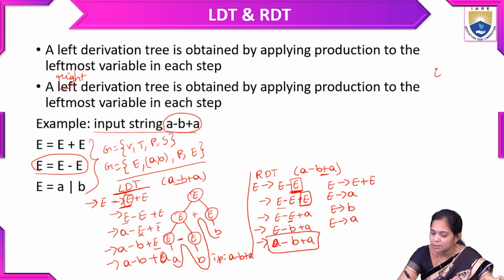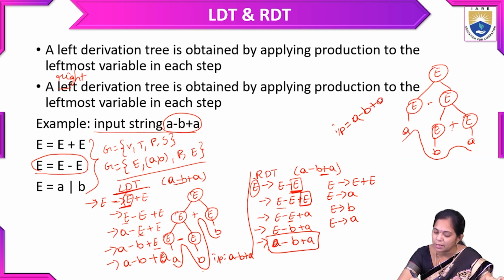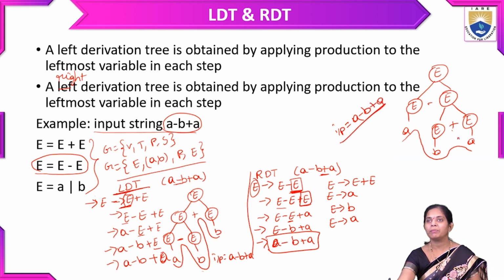So the first step is, the root symbol is the start state. And what is the next production rule we have taken? So here E plus E, and here this one A, and this one B, and this one A. We have to read from left to right. So A minus B plus A. So this is the input string we got from the derivation tree.